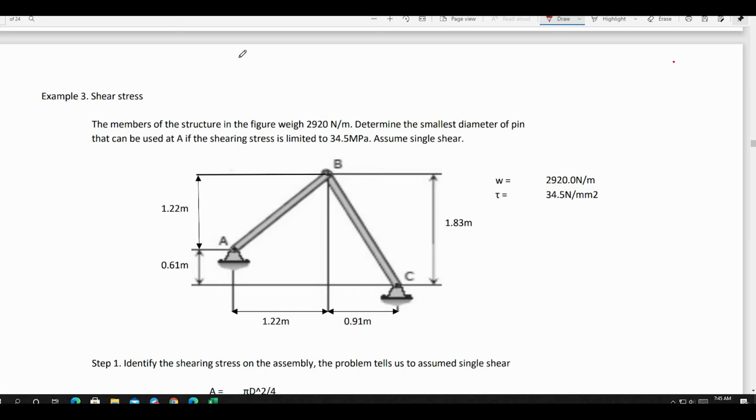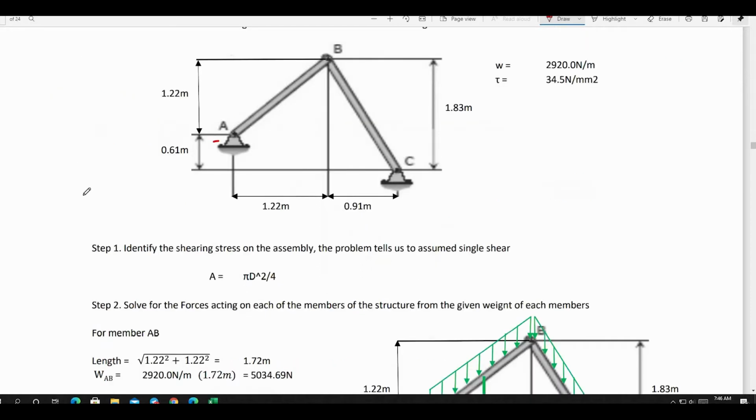Here is another example about shear stress, relating to our current topic, simple stress. The members of the structure in the figure weigh 2,920 Newton per meter. Determine the smallest diameter of pin that can be used at point A if shearing stress is limited to 34.5 megapascal. Assume single shear.